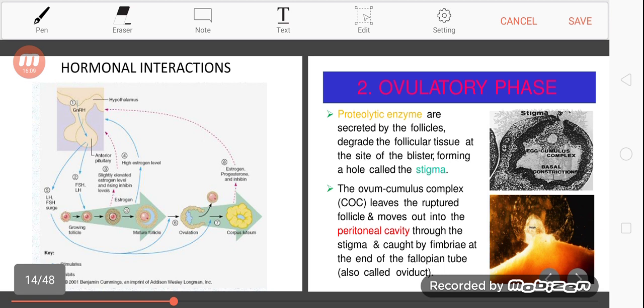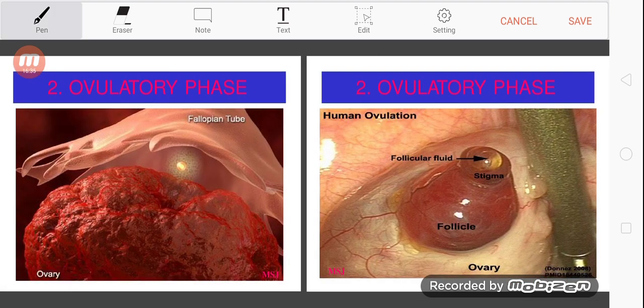Eventually, because the proteolytic enzyme destroyed the site of the blister, the COC, the ovum cumulus complex or cumulus oocyte complex, will be expelled out from the follicle, leaving the ruptured follicle. Then it is caught by the fimbriae. This one is already expelled out. So the proteolytic enzyme will degrade the blister and make a hole.